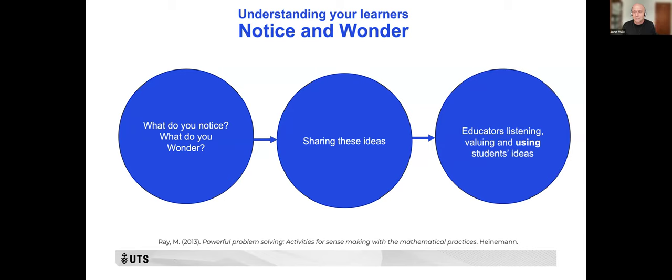And lastly, educators listening, valuing, and importantly, using students' ideas as they teach the lesson. And so that classic case of learning something by actually linking it to something that students know and have experienced.